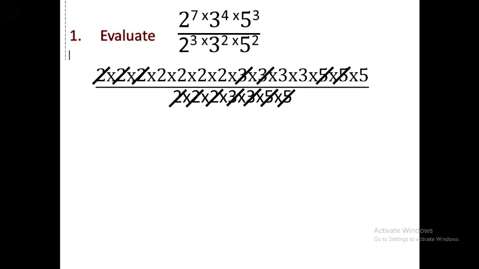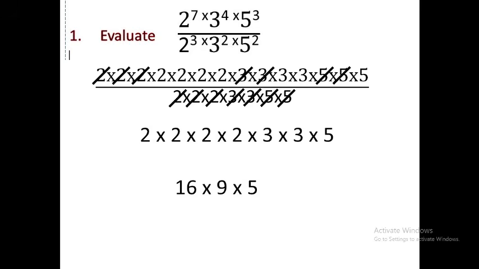So let's repeat that down here nicely. So we have 2 times 2 times 2 times 2, 4 times, then times 3 times 3, then times 5. I believe that is okay. And so let's multiply this. 2 times 2, that will be 4. 4 times 2, that will be 8. Now 8 times 2 will give us 16. Good. 16. Now 3 times 3 will give us 9.